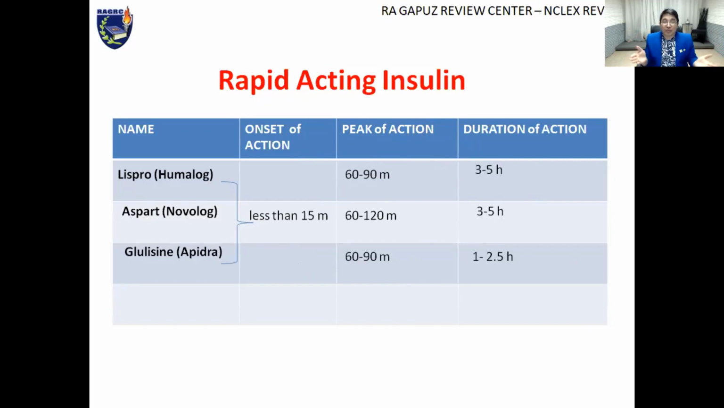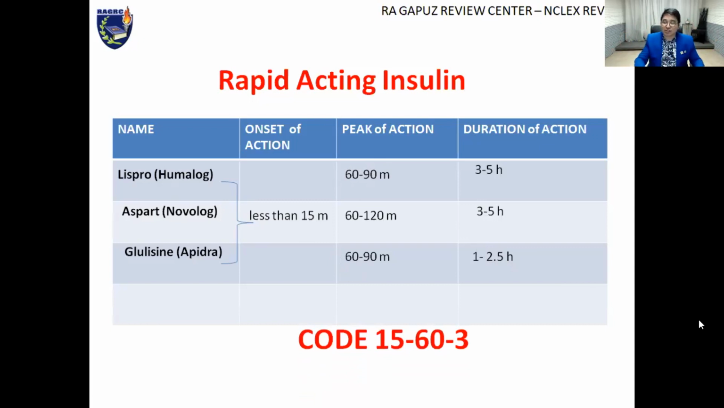So to code that, we cannot memorize this singly. So we have to code it. And we say, for rapid-acting insulin, maybe you can use 15, and then you can use 60 minutes, and then 3, because 1 to 2.5 is also near 3 hours. So we could do like our code, 1563. So for rapid-acting insulin, remember 1563, meaning the onset of action would be in 15 minutes, peak of action 60 minutes, and duration of action average of 3 hours. So 1563, okay?